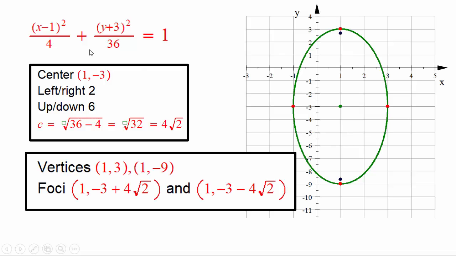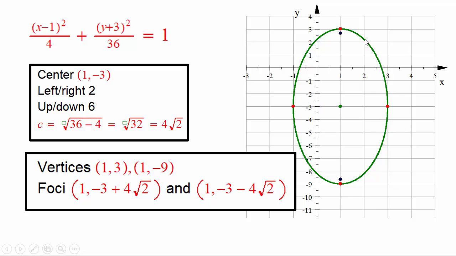So our vertices, so our center is (1, -3). Vertices are up and down. You're going to go 6 from here. So 1, 2, 3, 4, 5, 6. And then 6 down, 1, 2, 3, 4, 5, 6. And then you're going to go 2 to the left, so 1, 2, and to the right, 1, 2. Connect all of those points, and those are your vertices.